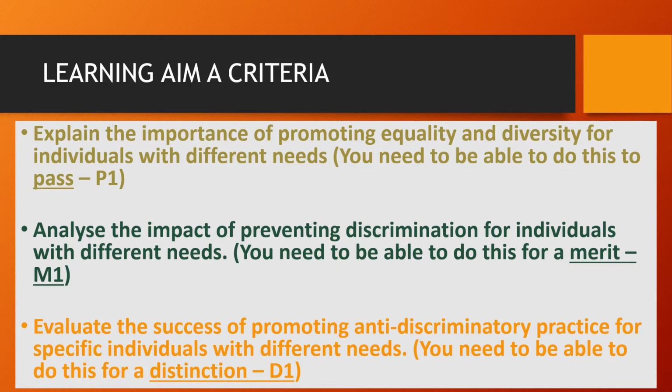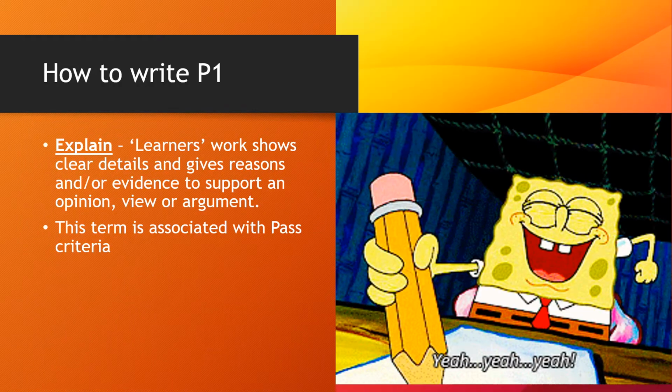Now with this coursework, it is a stepping stone. You have to do the pass to pass. If you want a merit, you have to include the pass and merit. If you want distinction, you have to do the pass, the merit and distinction. You can't just do the distinction D1 and get a distinction. You have to build up the layers of your answer.